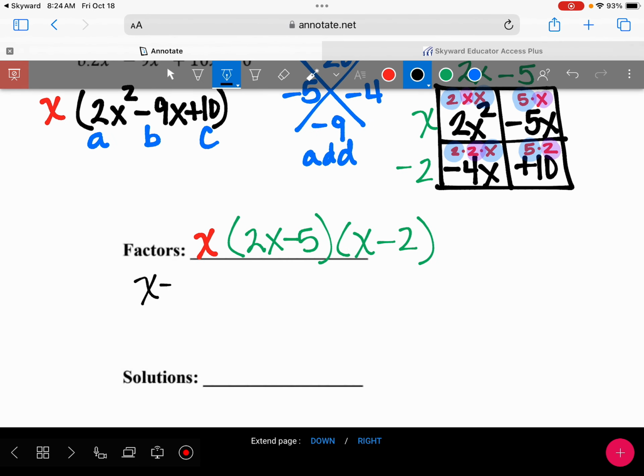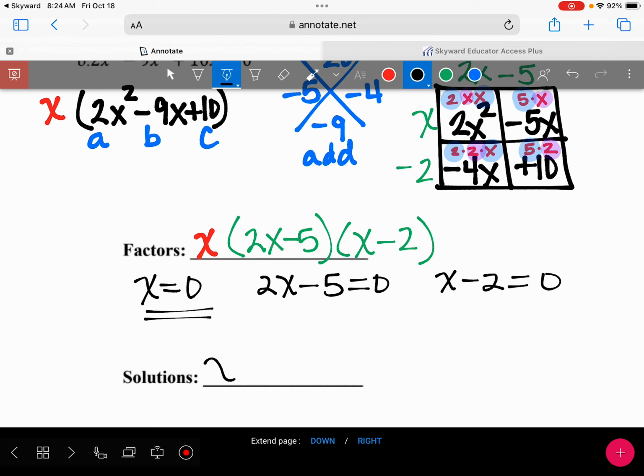Go ahead and set all 3 of your factors equal to 0 to get your solution. One of your solutions will be a fraction. So take a minute and solve all 3 of those to get your 3 solutions. Now the first one is actually already solved. So we don't have to do anything with that one. It's the other 2. Go ahead and solve those other 2 for x.